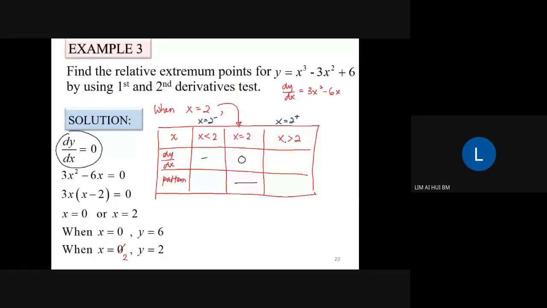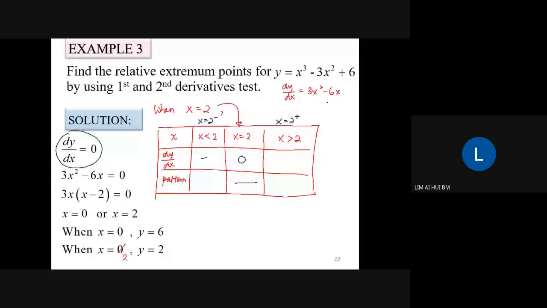1 dapat 3 tolak 6. 3 tolak 6 dapat negatif. So here I got negative. Ganti satu nilai yang lebih besar daripada 2. Contohnya kita ganti 3. Ganti 3 ke dalam dy/dx. 3 kuasa 2 dapat 9. 9 darab 3 dapat 27. 27 tolak 18. Dapat positive. We get positive.